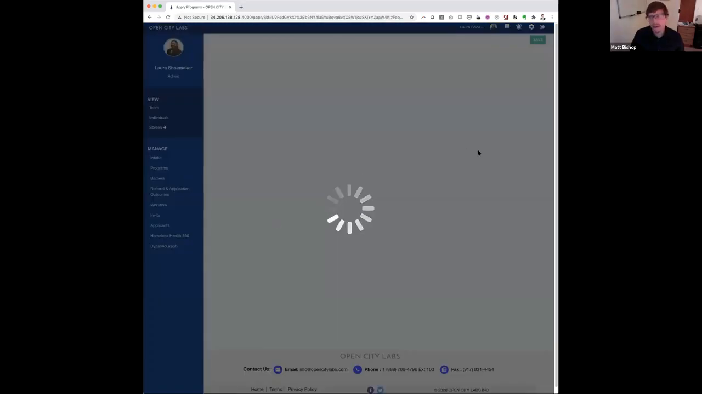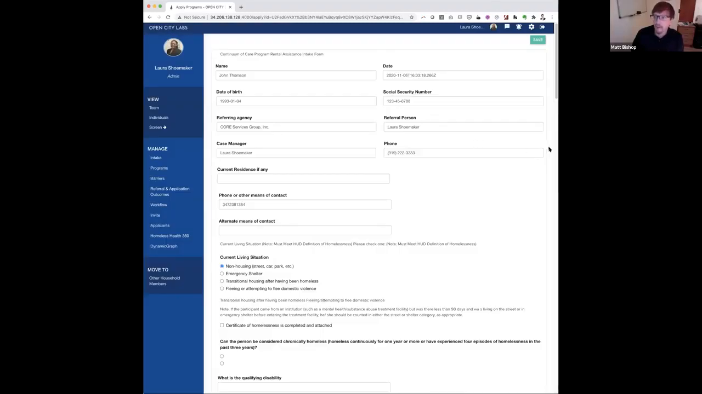So here what's happening on the back end is we've developed a solution that can take a PDF and then without coding, turn it into a website, a web form essentially. And so what you're seeing right now is it's processing that and simulating, essentially auto-populating the data from both OpenCity Labs and ServingLink.